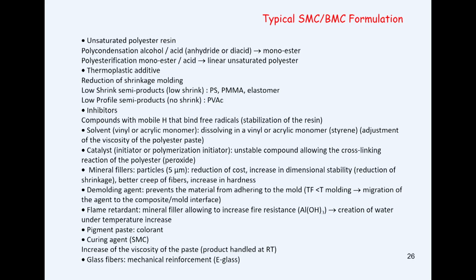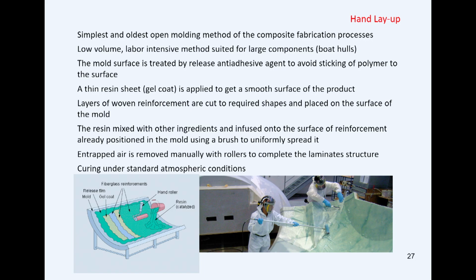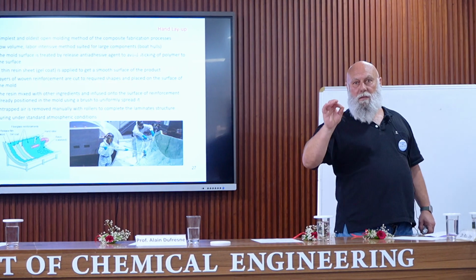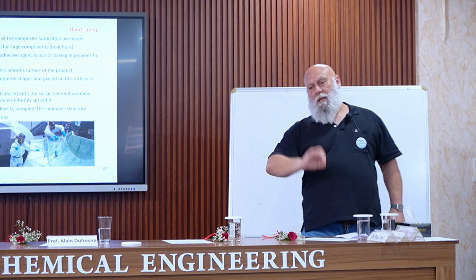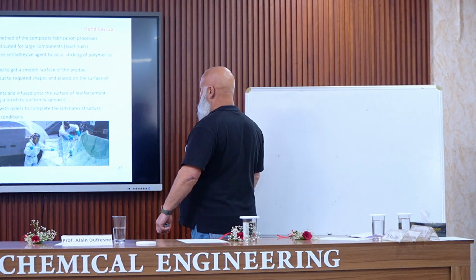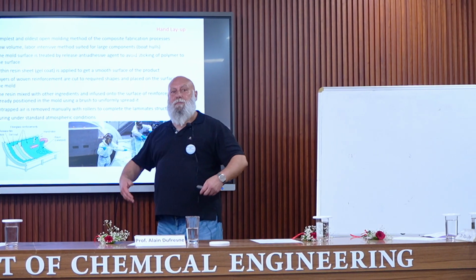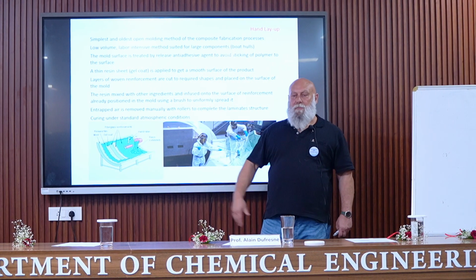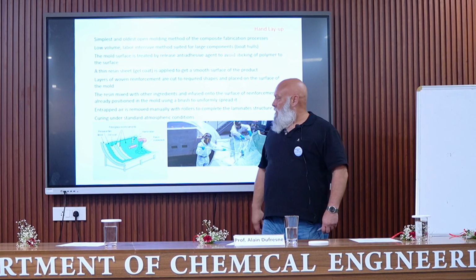On layup, it was mentioned previously, so it's quite a simple method, but which can be used for a large part. Usually, a gel coat is applied in the mold. So this gel coat is a thin layer of the pure matrix. And then the reinforcement in the form of mats, for example, is deposited. The resin is added, and it is homogenized on the surface of the mold. And then the material is cured at room temperature.